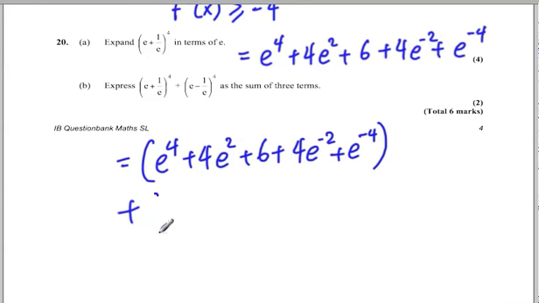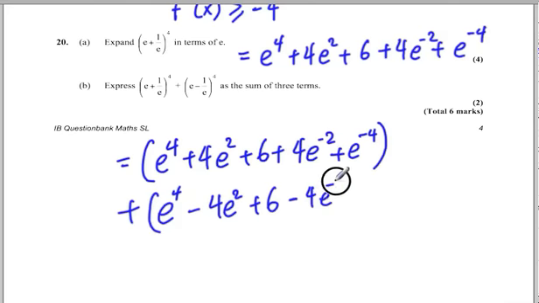And so what we're going to add is e minus 1 over e. This is very similar to the first one, except there's a little negative. What that negative does is, for alternate terms, it makes them negative. So without even having to expand this, we already know the solution. It's e to the power 4 minus 4e squared plus 6 minus 4e to the negative 2, and then plus e to the negative 4.